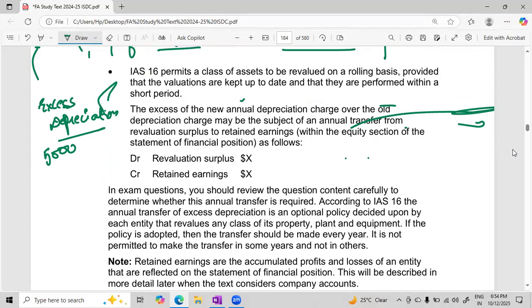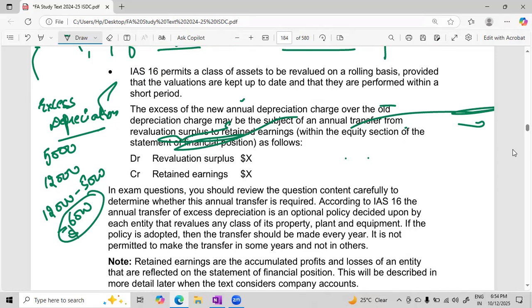So initially our depreciation charge was 15,000, but now it is 12,000. So what is the excess depreciation? Excess depreciation is 12,000 less 5,000, which is 6,000. So this excess depreciation we are transferring from revaluation surplus to retained earnings.